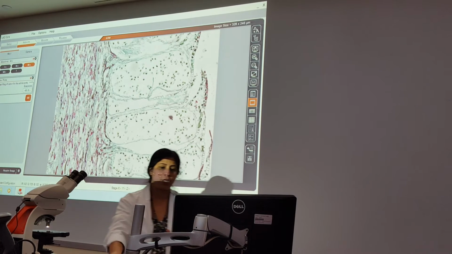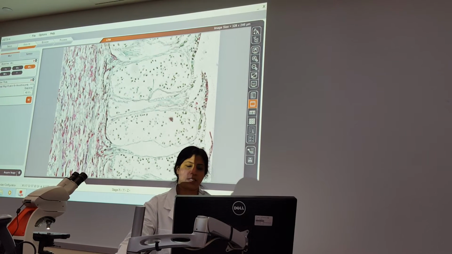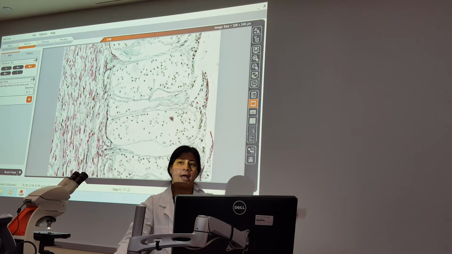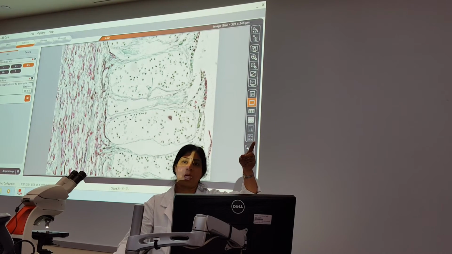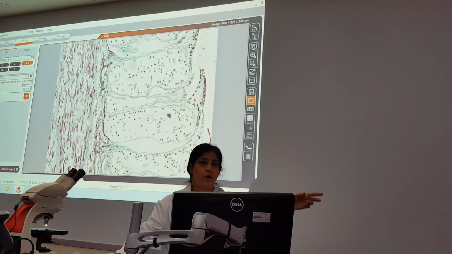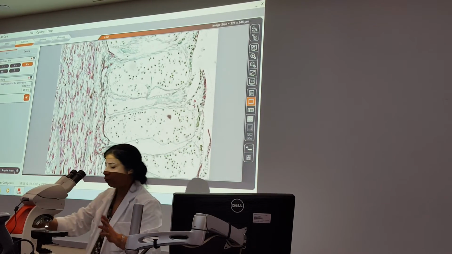If I just point to this structure here, what is this? Then it is a sporangia. If I point to this, you will tell me it is a spore, pollen grain or microspore. You can call it any one of those.